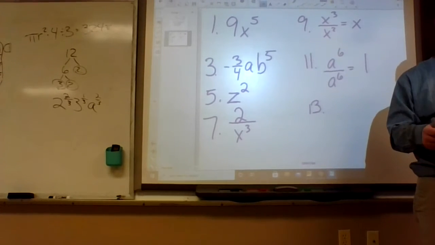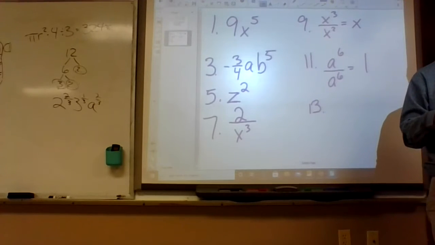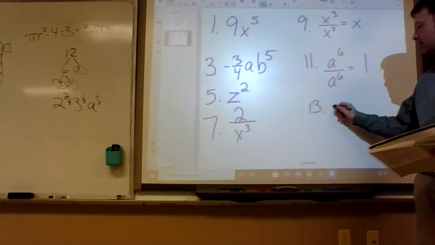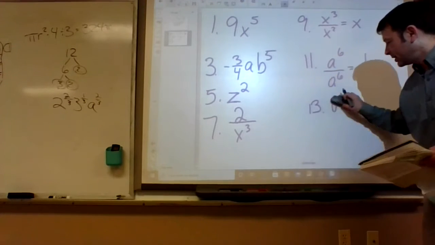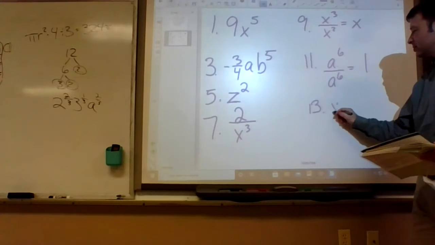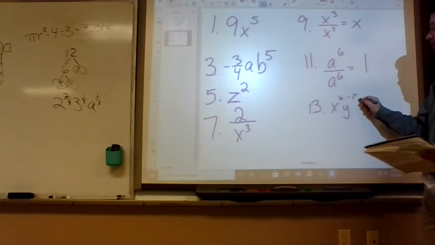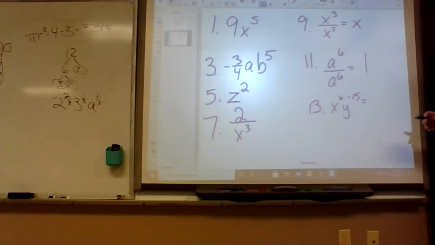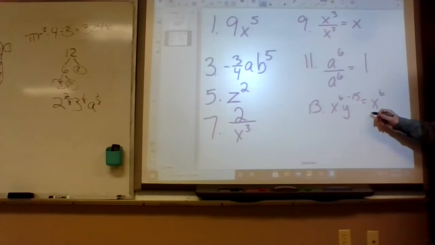Alright, Katie. So could it be x to the 6 and y to the negative 15? Yes. X to the 6, y to the negative 15. But in the directions, the rules were no negative exponents. So Katie, how do we fix that? So you would have x to the 6 on top and then y to the 15.